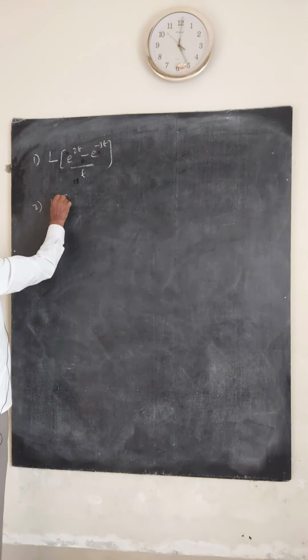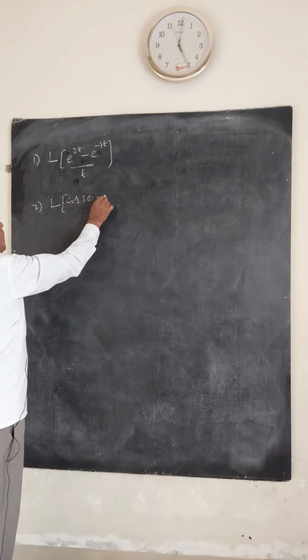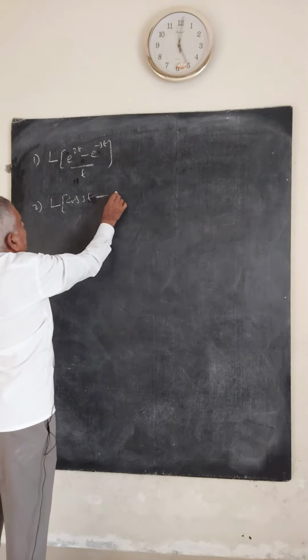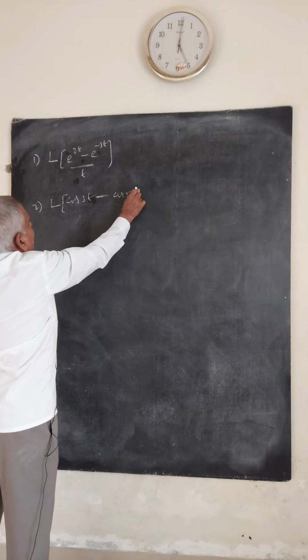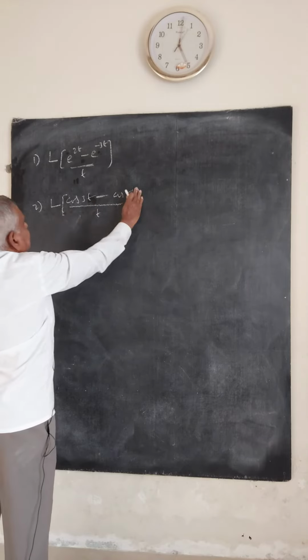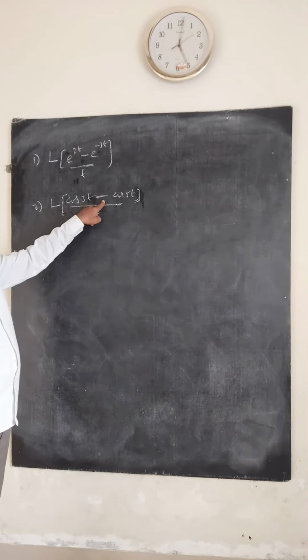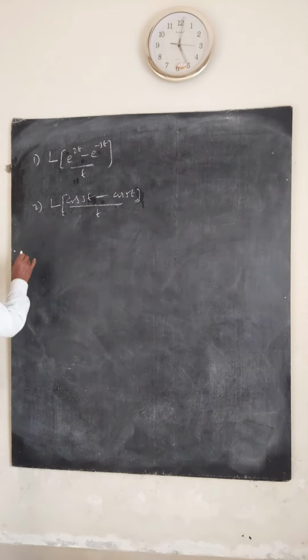Second, L of cos 3t minus cos 5t by t. If negative is there, then only possible. If there is positive, we can't do sums. No answer for this. Sum is absurd.